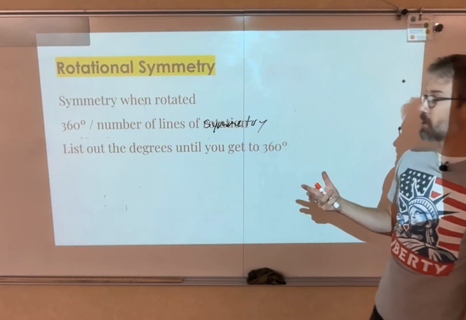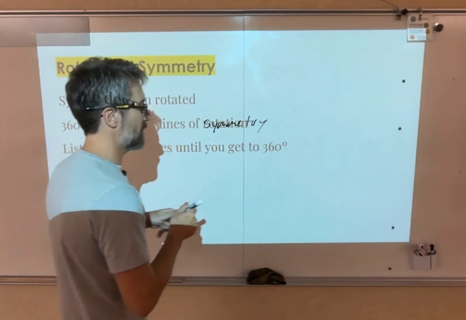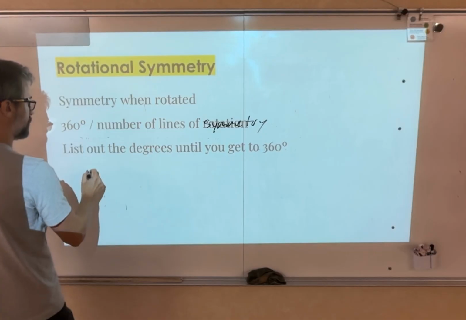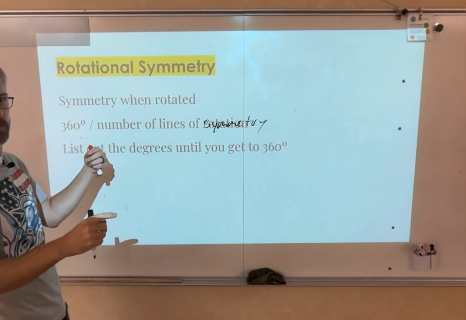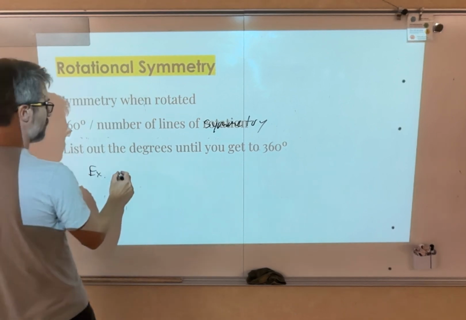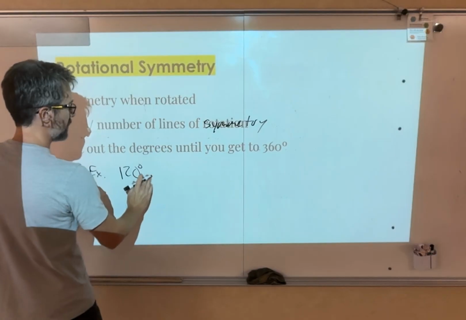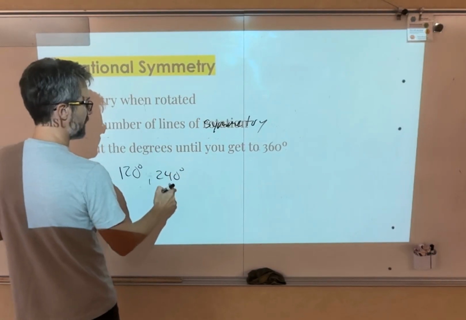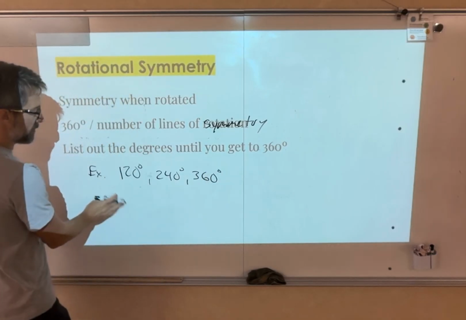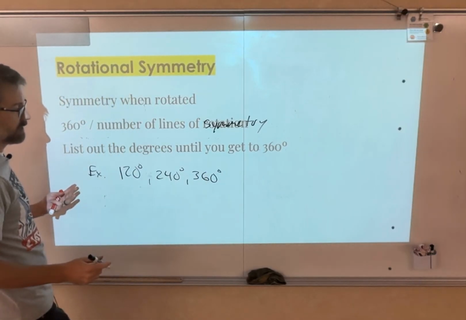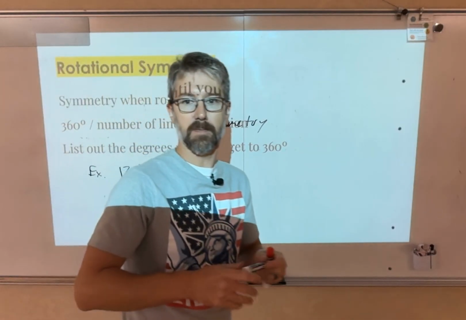One way we can check our work is we can list out the degrees until we get to 360. So let's say that we had 120 degree rotational symmetry, meaning if I take a shape and I rotate it 120 degrees, it maps onto itself. Well, I would do 120 degrees. If I do another 120 degrees, that would be at 240. Another 120 degrees would be at 360. So in this case, there would be 3 lines of symmetry because 360 divided by 3 is 120.